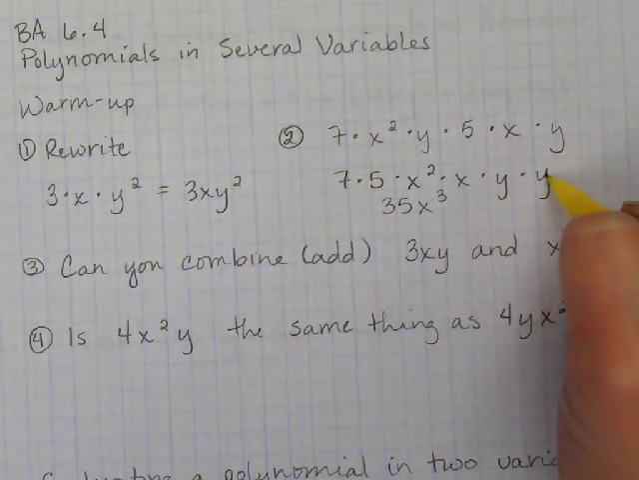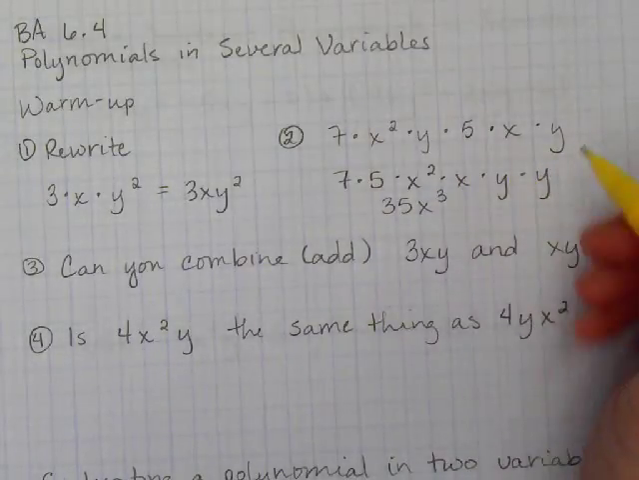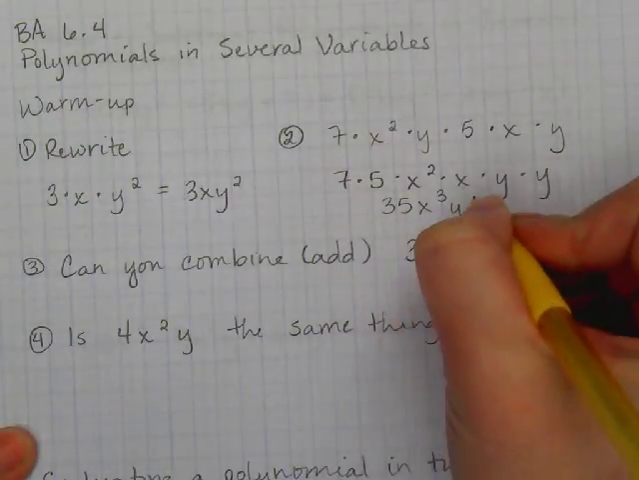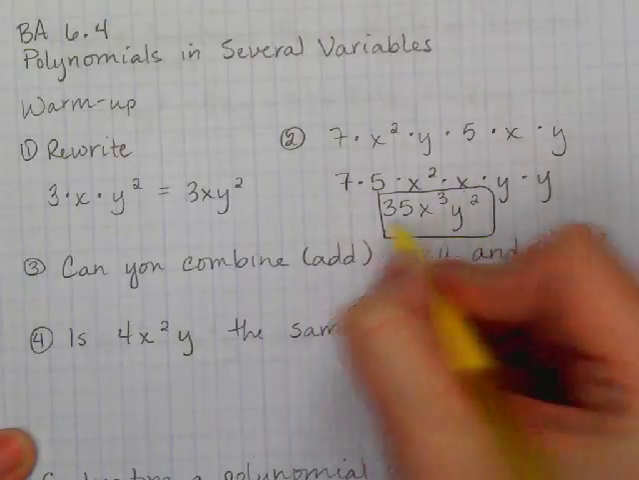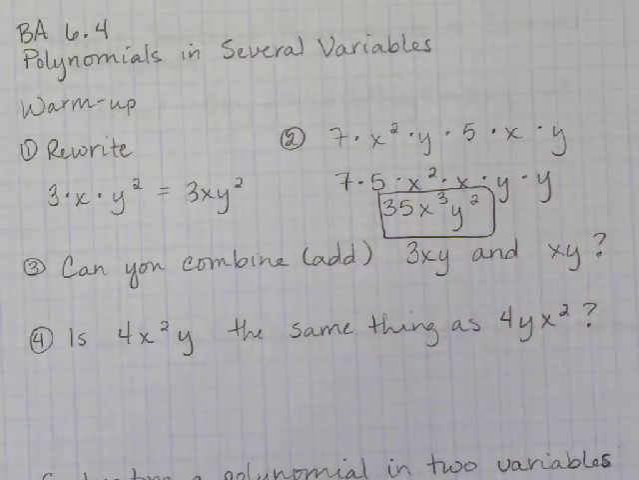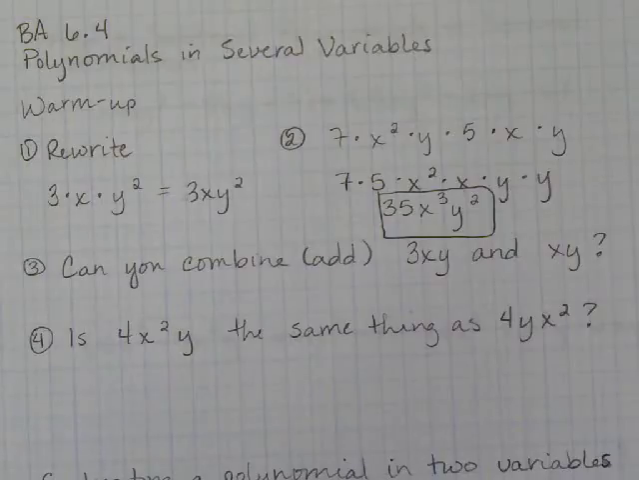Now, number 3, can you combine, or add, more specifically, 3xy and xy? Yes, because your variables are exactly the same. Nothing is squared, nothing is different. We have xy and xy. So if I have 3xy, and what's the number of this? 1xy. How many total xy's do I have? 4.